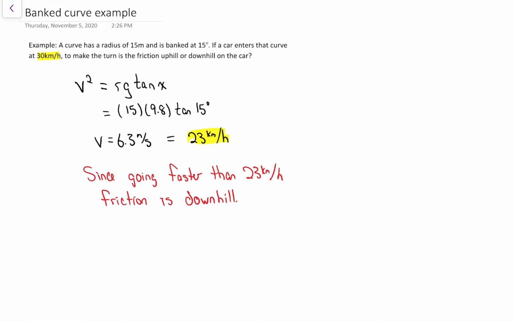So really for a banked curve, you need to know the r g tan x equation, crank out the speed that the car could go, and then use some logic. Compare the speed the car is going to what the equation gives.